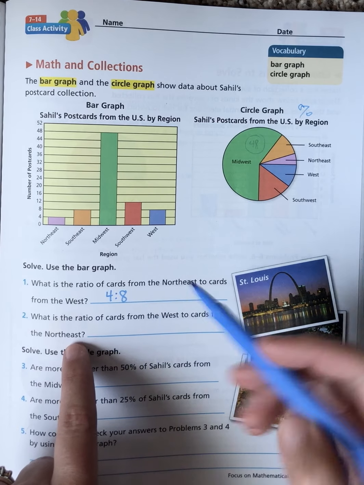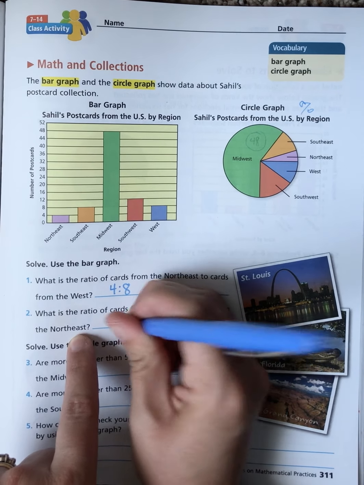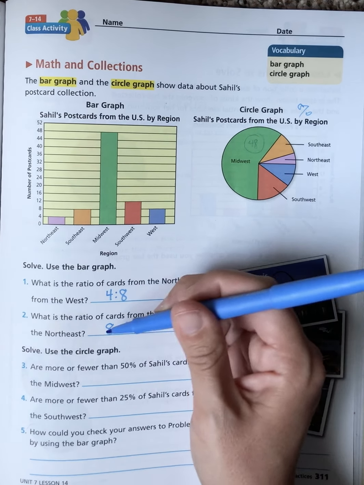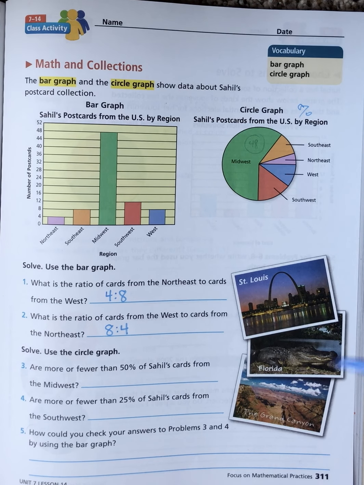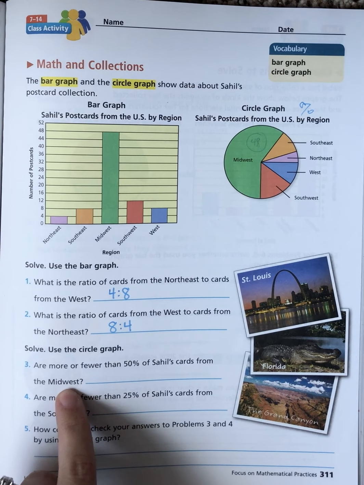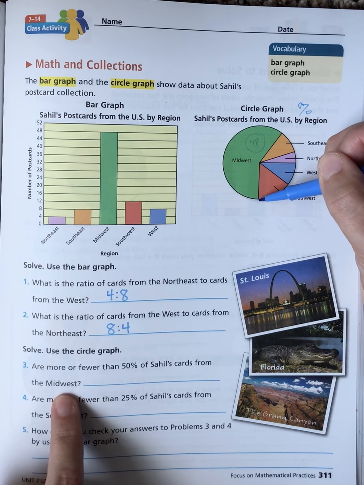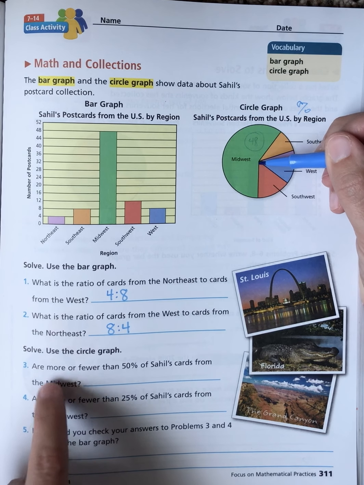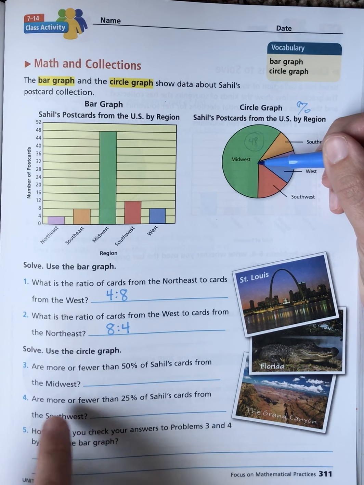What is the ratio of cards from the West to the Northeast? Those are the ones we just did, but it switched them. So now the ratio is 8 to 4. Remember, the first one they list is always the first number that should be in your ratio. Now we're going to use the circle graph. Are more or fewer than 50% of Sahil's cards from the Midwest? Well, on a circle graph, I know that the halfway point would be 50%. So are more or less than 50% from the Midwest?